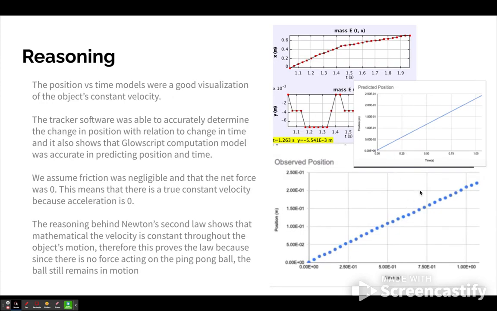So the reasoning is that the position versus time models were a good visualization of the constant velocity from the GlowScript software. The Tracker software was accurately able to determine the change in position with relation to change in time. It was pretty similar, pretty linear to the GlowScript model that was done. We assumed that friction was negligible because the net force was zero, which means there is true constant velocity because acceleration is zero. This proves Newton's second law mathematically because the velocity is constant throughout the object's motion. It proves the law because there was no force acting on the ping pong ball, and the ball was still able to remain in motion.